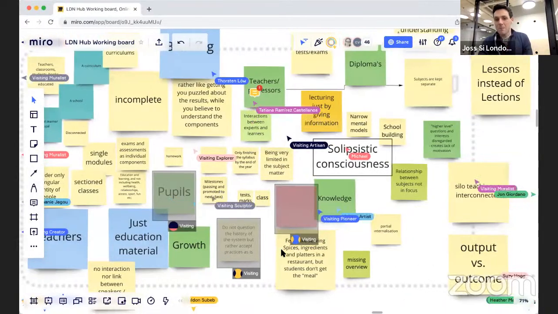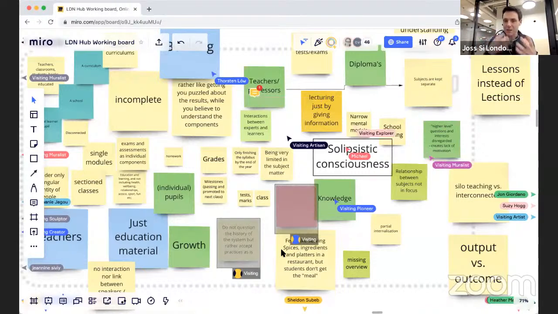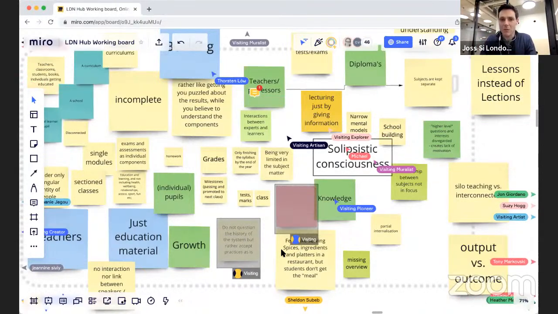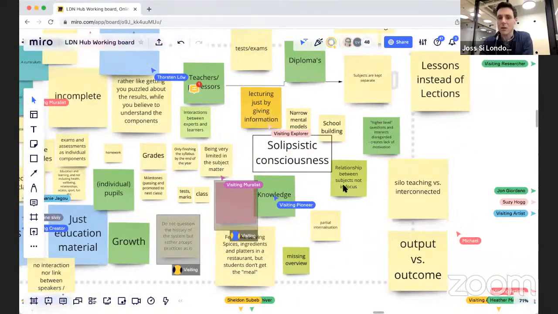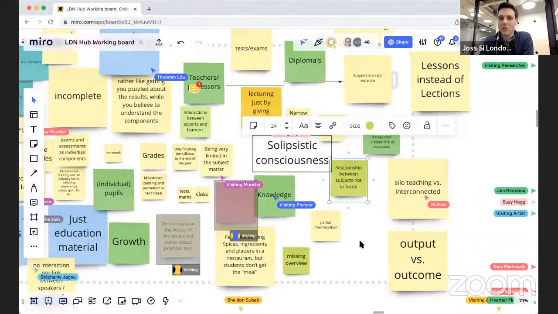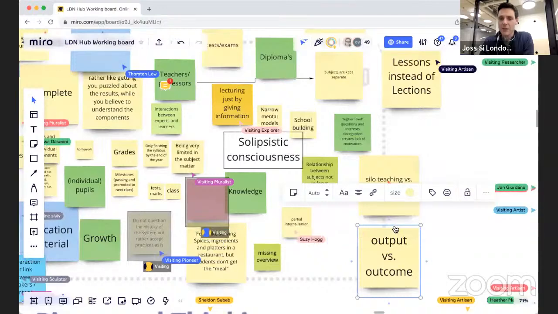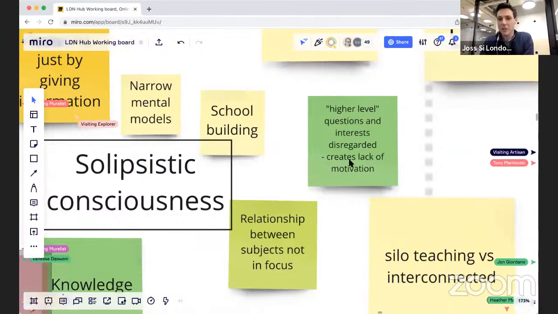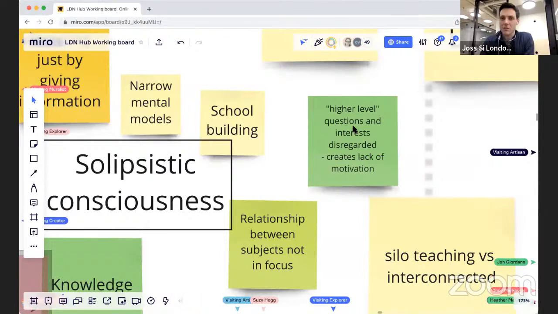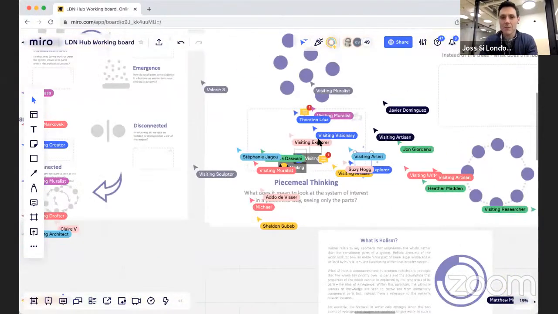So in some ways, we're not criticizing that, not saying that's a bad thing. There are obviously good reasons why we do that, but we're just looking at the world in a particular way here, or that's an expression of a particular way of looking at the world. So, relationship between subjects, not the focus. Input versus output, higher level questions and interest disregarded creates lack of motivation. Yes, so a lot of higher level questions are not really dealt with in school. We break everything down into modules and units and subjects and so forth, and some broader questions may get thrown out in that exercise.